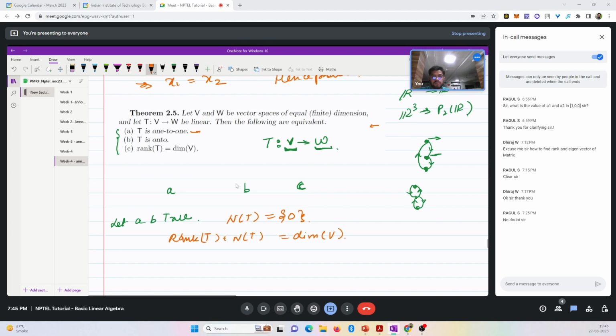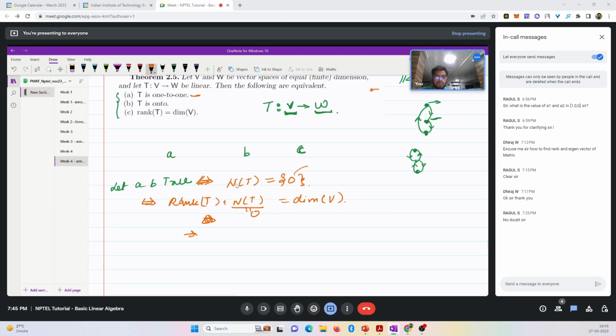So if A is true, this implies both these things. So this is if and only if, and this is if and only if. Because nullity of T is 0, because the kernel is just the 0 element, this implies that rank of T is equal to the dimension of V. So we just proved that A if and only if C. So we have completed this loop.